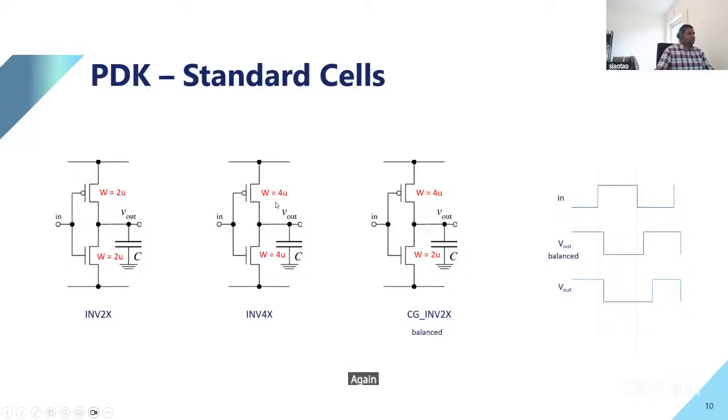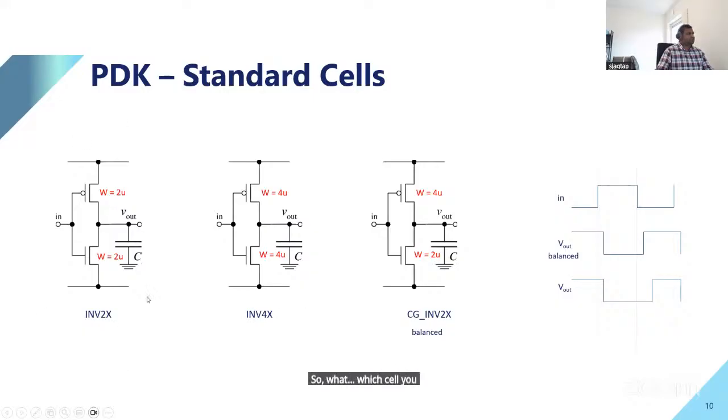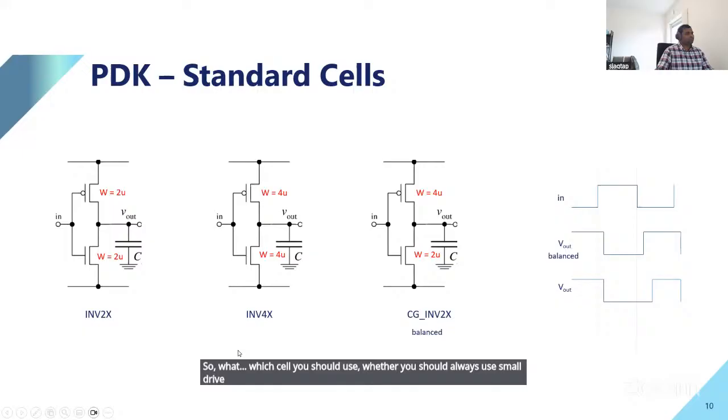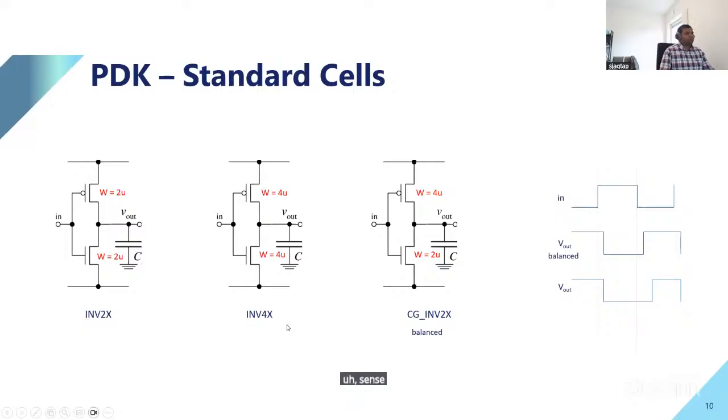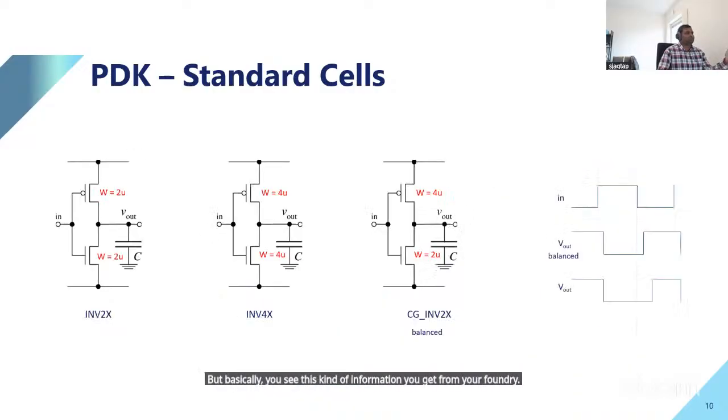Again, then you have low drive strength cells. So basically the width of the transistor is small, so obviously the physical dimensions are small. Which cell you should use, whether you should always use small drive strength cells or high drive cells, we will see that later. Both have pros and cons. But basically this kind of information you get from your foundry, what they can manufacture for you.